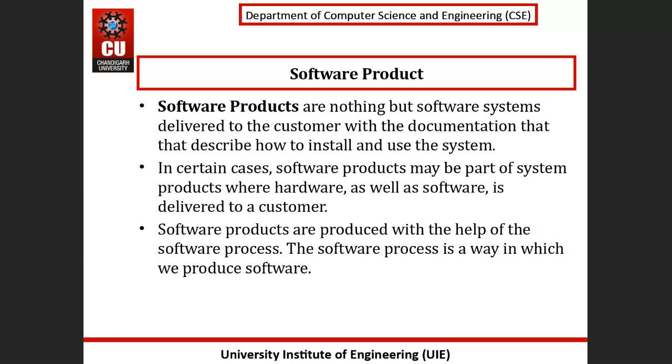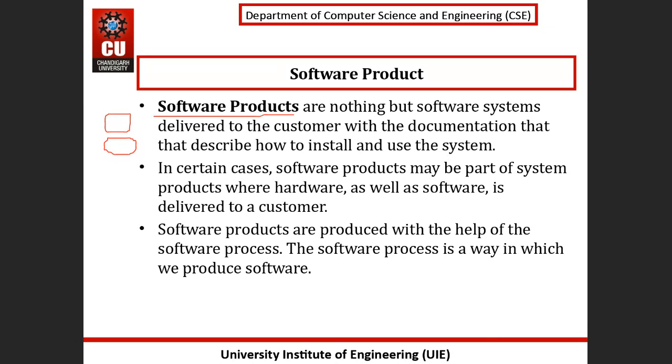Fine. So what is a software product? This is the software that is developed by the developer or the project team along with its documentation and the whole toolkit that the client will use to run this software on his or her own system. That is the combined software product. So in certain cases, software products may be a part of system products where hardware as well as software is delivered to a customer. So software products are produced with the help of a software process.